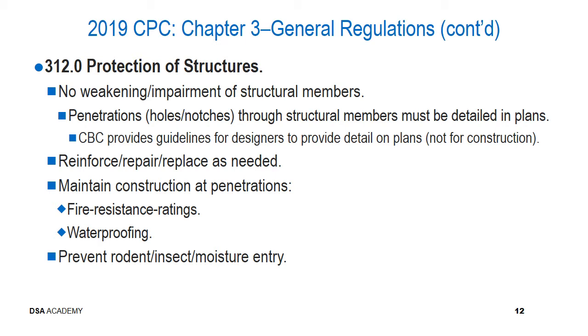Construction at penetrations has got to be maintained, and penetrations meaning any penetration of any structural member on a project. That includes fire resistance ratings of penetrations and waterproofing. Additionally, as we briefly discussed before, any penetrations in the exterior shell of a structure has got to be protected to prevent rodent, insect, and moisture entry.